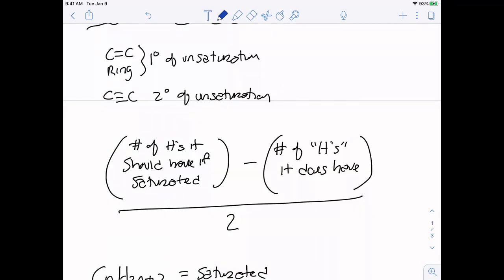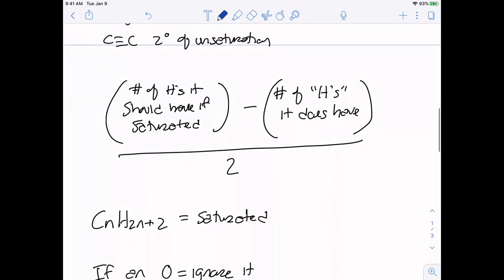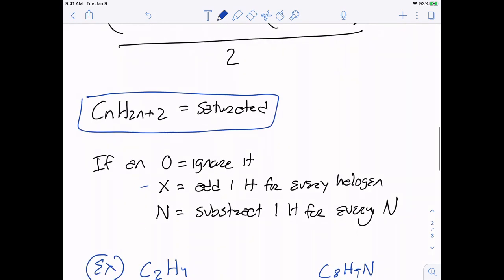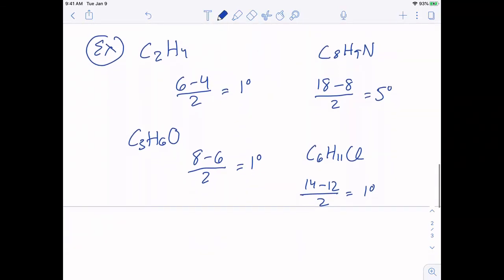Due to the formula, be able to calculate the number of hydrogens that it should have using this formula for saturation. From that, subtract the number of hydrogens, again in quotes, that it does have, because if it has a halogen, we're going to actually add 1. If it has a nitrogen, we're going to subtract 1. Oxygens, we can just ignore completely. So subtract those two, what it should have, what it does have, and then divide it by 2 to get our degree of unsaturation.